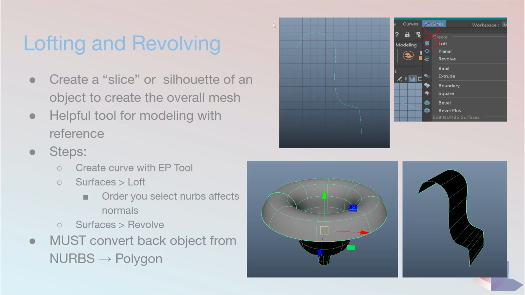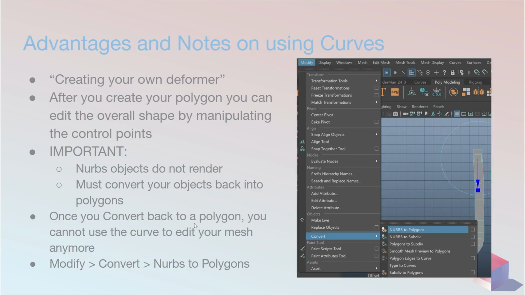One important thing to know is that when doing these, you actually create NURB primitives. So this mesh right here is a NURB, not a polygon. And NURBs don't actually render in the rendered scene, so you must convert them back into a polygon object by doing NURBs convert to polygon.